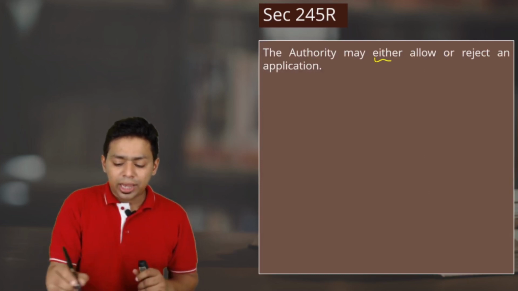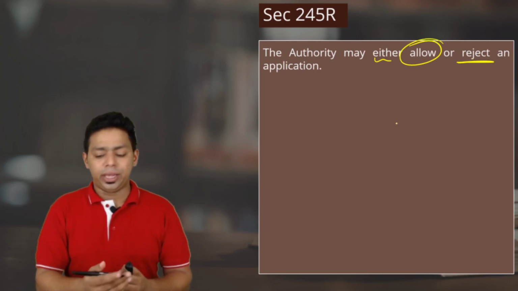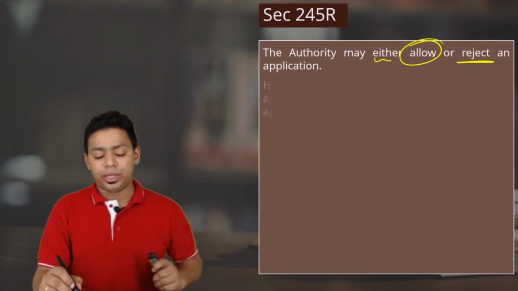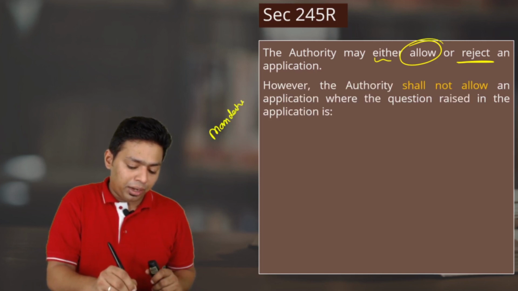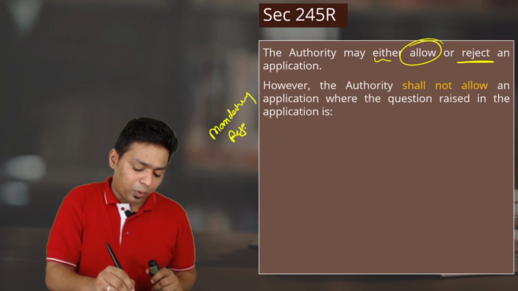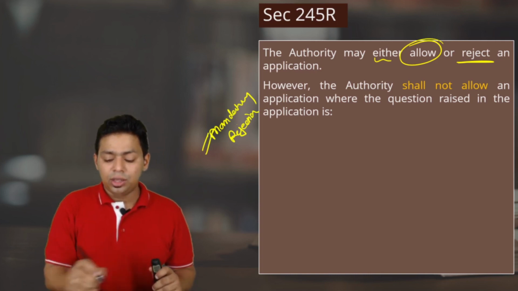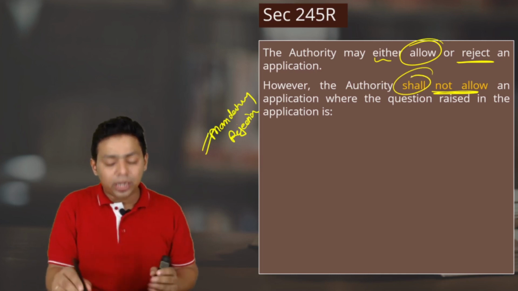The authority may either allow or reject the application. Obviously, after looking into the application, it's not that every application has to be accepted. You may accept or you may reject the application. However, this is mandatory rejection. Okay, mandatory rejection, and this is very, very important. You should remember mandatory rejection. There are 3 cases of mandatory rejection. However, the authority shall not allow in these cases.